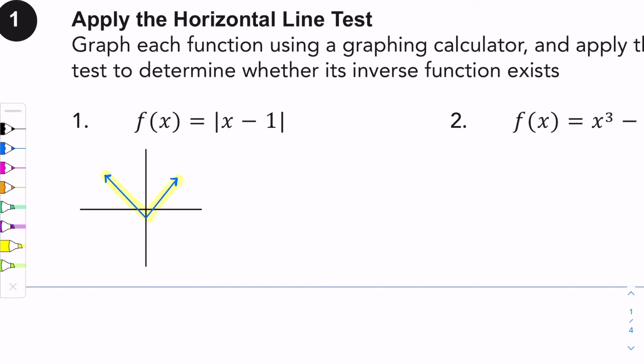Okay, and the directions are telling us to apply the horizontal line test to determine whether its inverse function exists. So a horizontal line can only intersect the graph in at most one location. This graph right here, it intersects twice. Therefore, the inverse function, which I'm going to label just as f to the -1, which really stands for the inverse of f of x, does not exist.